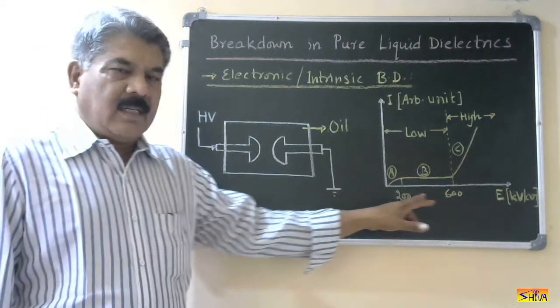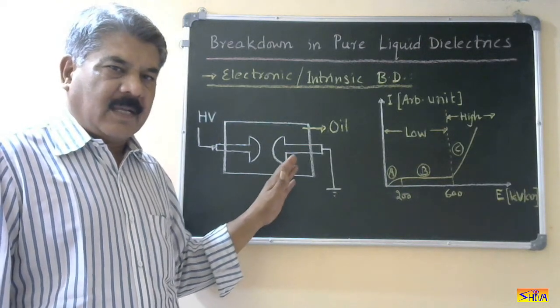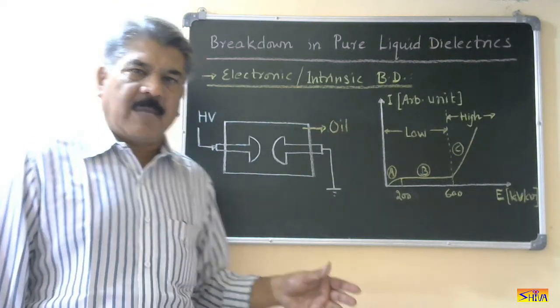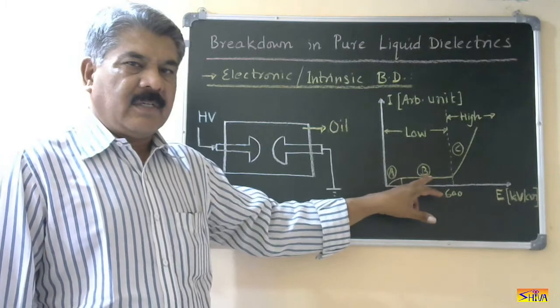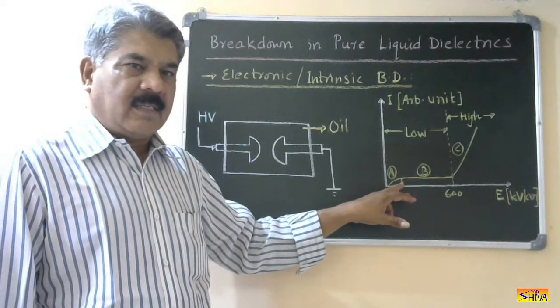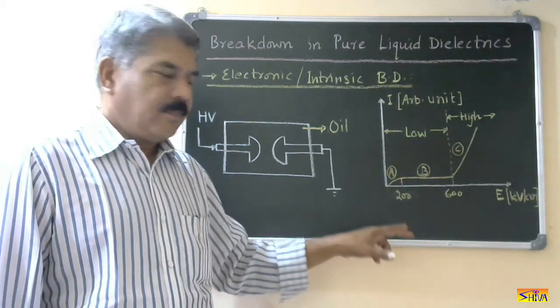As we further increase the electric field, more and more electrons are ejected from the cathode. They rush towards the anode, and Townsend's primary ionization type of process occurs. And this is the saturation zone. In zone A, current is increasing. In zone B, current is almost constant.